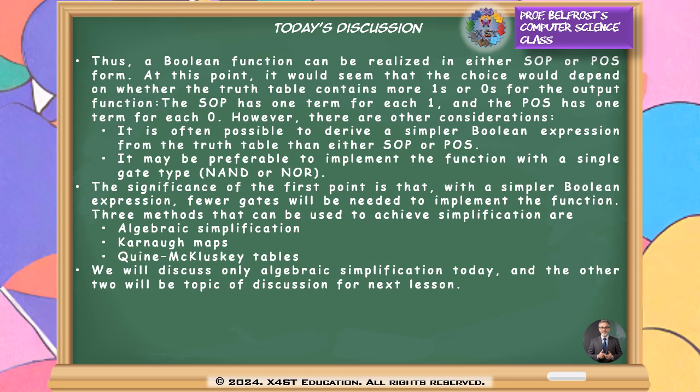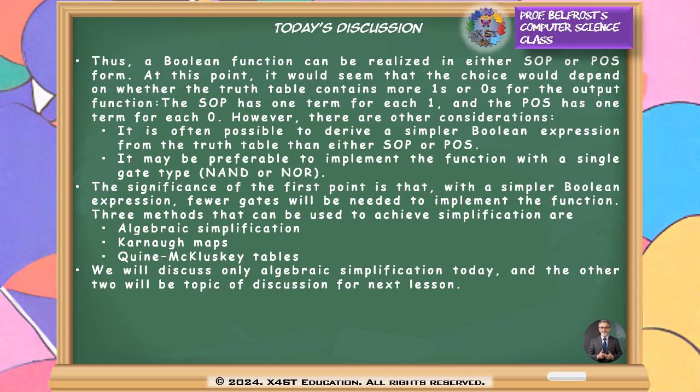Thus, a Boolean function can be realized in either SOP or POS form. The SOP has one term for each one, and the POS has one term for each zero. There are other considerations. It is often possible to derive a simpler Boolean expression from the truth table than either SOP or POS, and it may be preferable to implement the function with a single gate type, NAND or NOR. The significance of the first point is that with a simpler Boolean expression, fewer gates will be needed to implement the function. There are three methods that can be used: algebraic simplification, Karnaugh maps, and Quine-McCluskey tables.